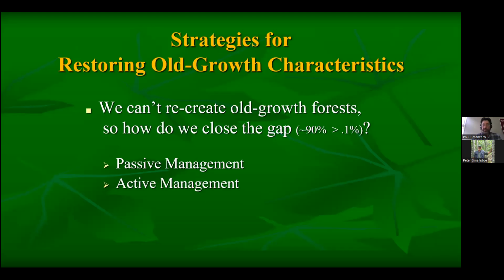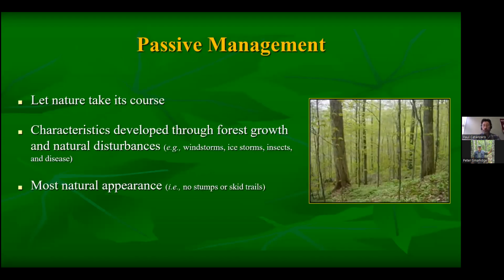So what are some of the strategies? We've gone from 90% to 0.1% or less within our landscapes. It's a huge drop, in fact, in some ways it couldn't get much bigger. So what are the ways to restore some of these characteristics? And again, people always hear this wrong somehow: I'm not suggesting we can recreate old growth forests, but there are ways we can help cultivate or bring some of these characteristics back. And of course, the first way is just through passive management.